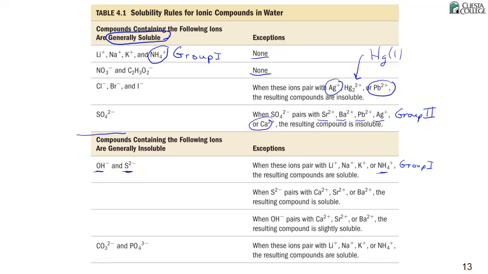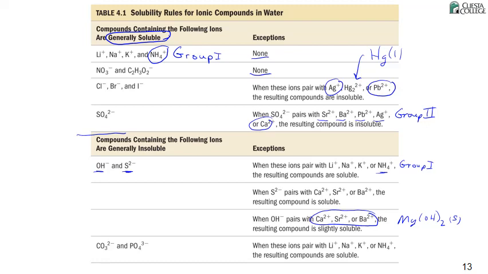Hydroxide has a couple of important exceptions to that rule, namely some of the group 2 ions that are a little bit bigger. Magnesium hydroxide, however, is pretty much insoluble. Carbonates and phosphates are usually insoluble.